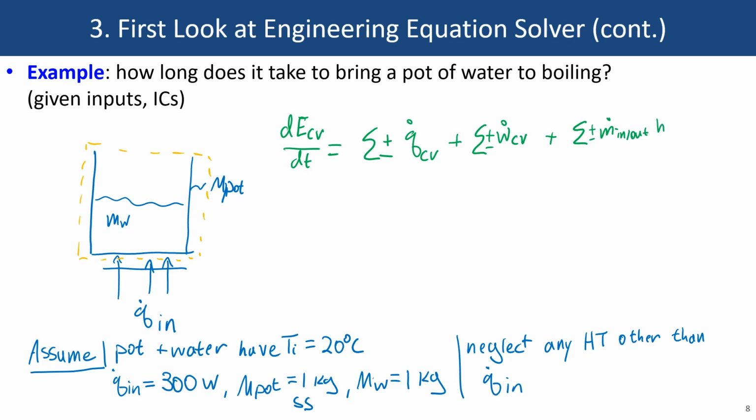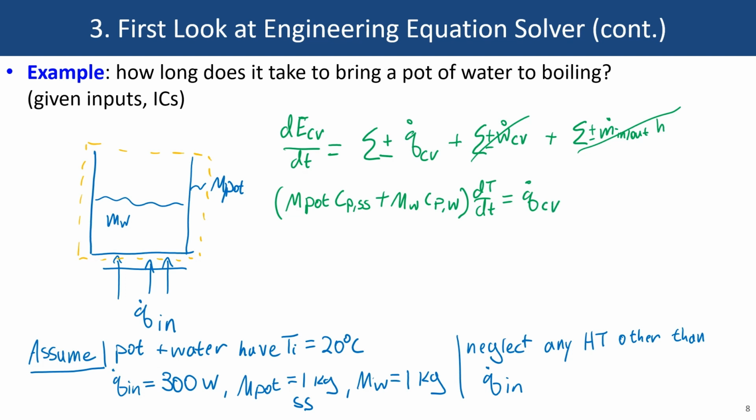enthalpy of those streams. So in this case, we don't have any mass flow through our system, we don't have any work, and the only Q we have entering or exiting the system is just Q dot in that we've specified. So also we can assume that the energy of the control volume can be written in a somewhat simpler way, which is that this is going to be equal to M of the pot times specific heat. We'll call it just CP of the pot for now, or CP of the metal, stainless steel, plus M of the water times specific heat of the water, times the temperature d time is just equal to Q dot of the control volume.